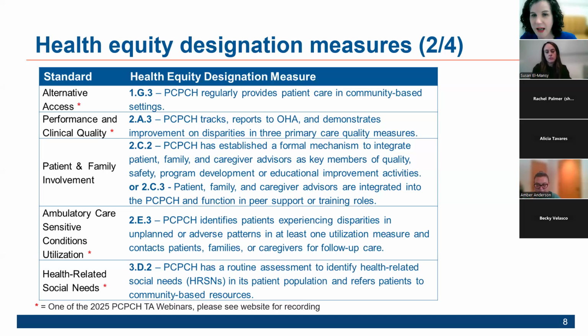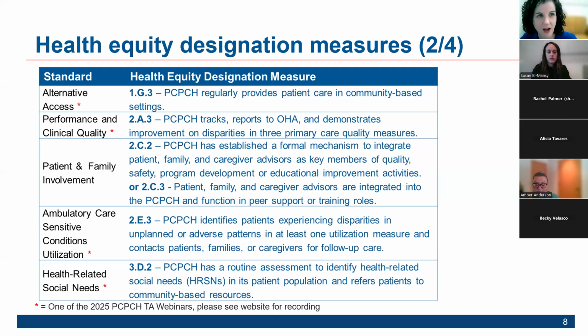We also have a measure in the health equity designation around ambulatory care sensitive condition utilization. So basically those utilization measures, where the practice would be identifying your patients that are experiencing disparities in one of the utilization measures, and you basically contact the patient's families or caregivers for a follow-up. And again, we have in the TA guide the different lists of sources where you can find those utilization measures.